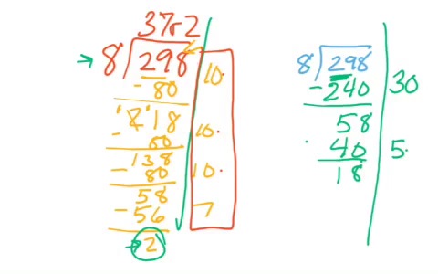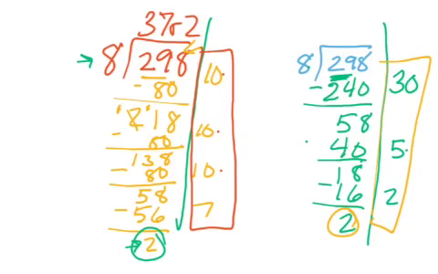All right, now I have to think about my 8 facts again. I know that 8 times 1 is 8. 8 times 2 is 16. That's less than 18, so I can subtract that. And again, I'm left with 2. Now, 8 is greater than 2, so 8 does not go into 2 evenly. So this is my remainder. Here are my pieces. I have to add them together, and I'm left with 37, remainder 2.